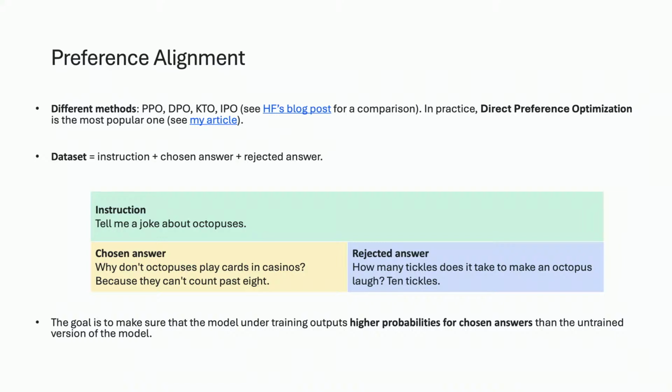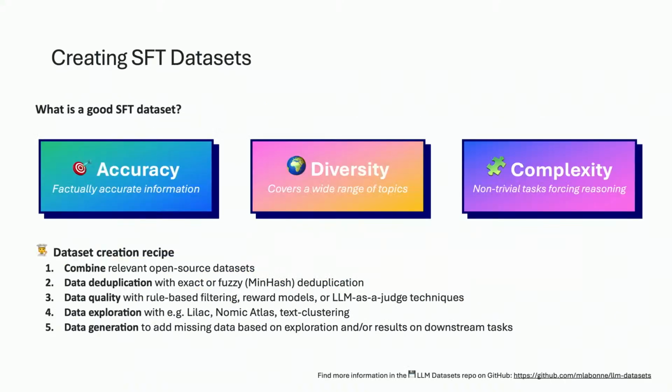I'm not going to delve too much into the details here, but this is the general idea, and it can be used to either censor the model, for example, how to make a bomb. The chosen answer would be, as an AI assistant, I cannot tell you that. Or it can also be used to boost the performance of the model in general.